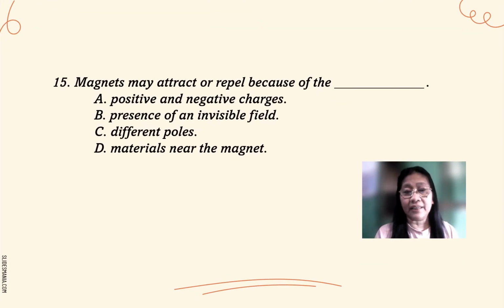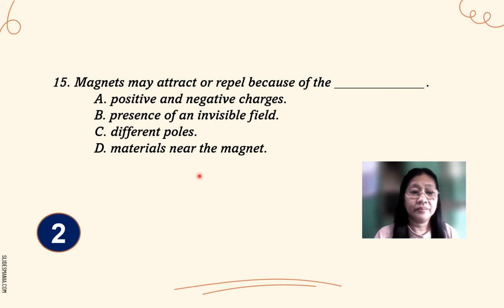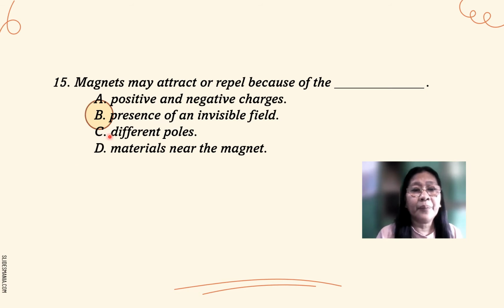Question number 15. Magnets may attract or repel because of the blank. A. Positive and negative charges. B. Presence of an invisible field. C. Different poles. D. Materials near the magnet. The answer is the presence of an invisible field.